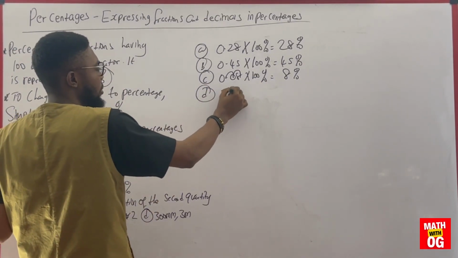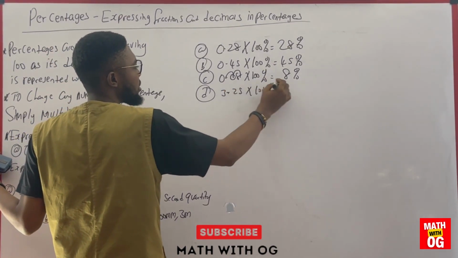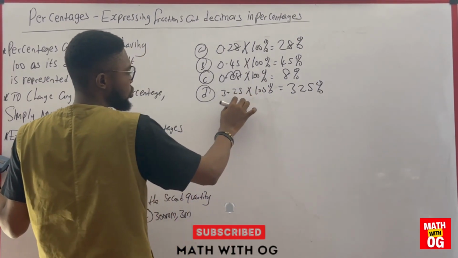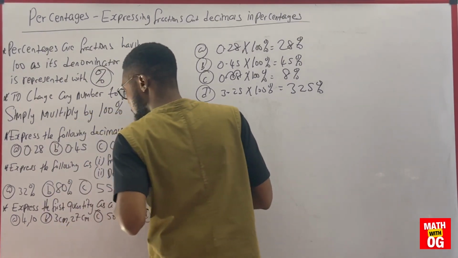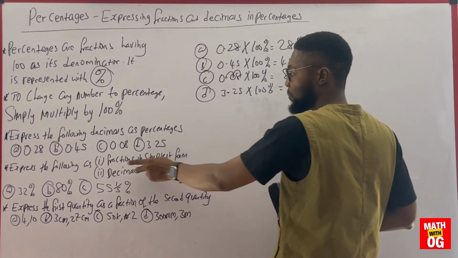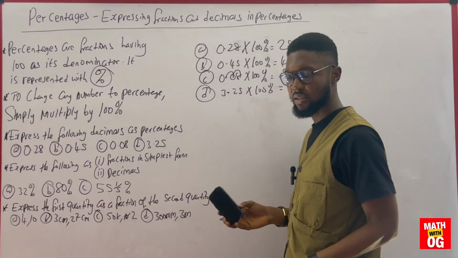The D part: 3.25 multiplied by 100%. This will give us 325%. So I now have 325.0. Next set of questions: express the following as fractions in their simplest form and as decimals. So we're going to change these to fractions and decimals.